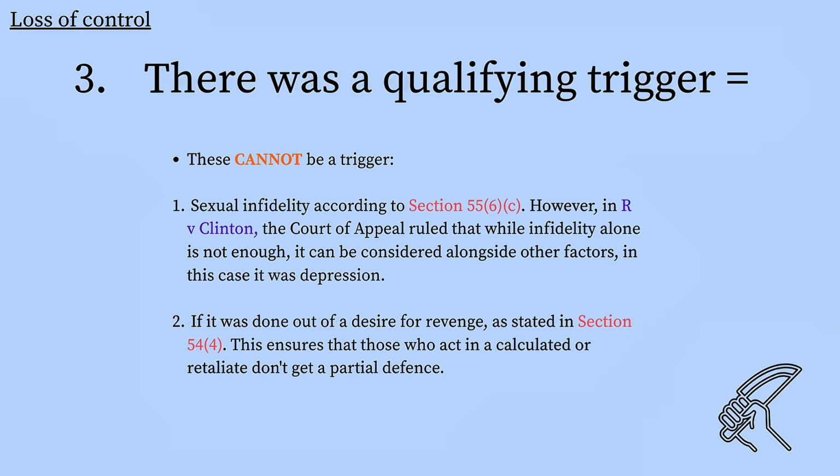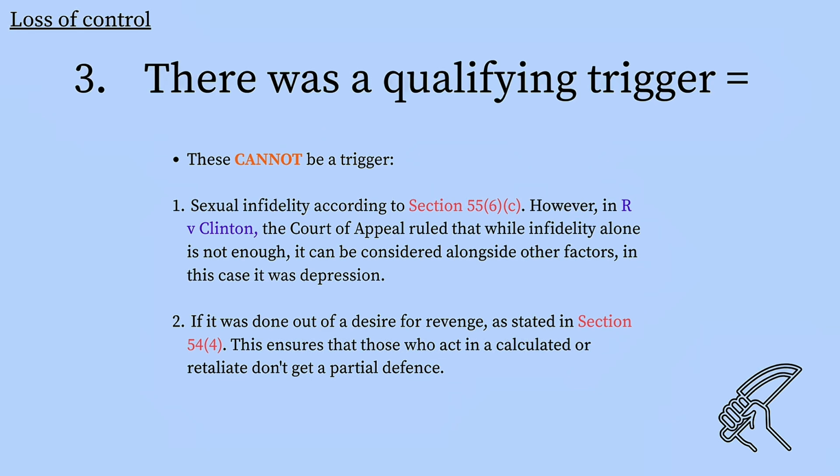This still falls under there was a qualifying trigger, but we're just going to go through what does not qualify as a trigger, because this is really important to know, because you can get it mixed up and it's not good to get it mixed up. Sexual infidelity, according to Section 55, does not count as a qualifying trigger. This was seen in R v Clinton, where the Court of Appeal ruled that while infidelity alone is not enough, it can be considered alongside other factors. In this case, it was depression. Loss of control did go through because there were other factors alongside something that wouldn't be considered a trigger.